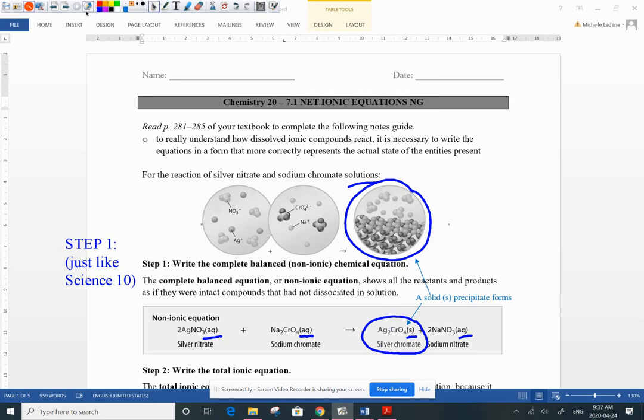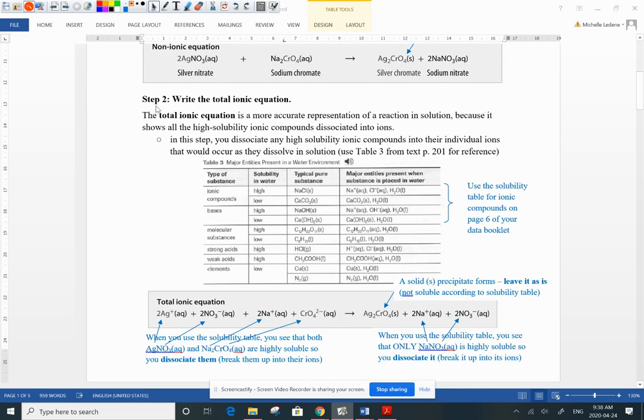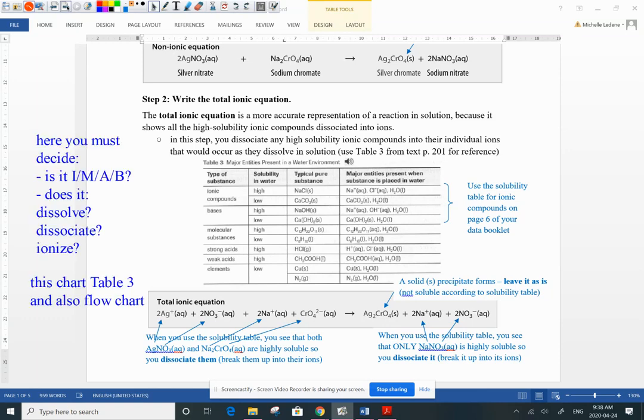The next step is where it is different than Science 10, and that's where the stuff that you just learned about in the Arrhenius booklet, the dissolve, dissociate, ionize booklet, comes into play and becomes very important. So here, we're now going to look at this non-ionic equation and then ask ourselves for each of the entities, each of the substances, is it ionic? Is it molecular? Is it an acid? Is it a base? So what happens to it in solution? Is it going to dissolve? Will it dissociate? Will it ionize?